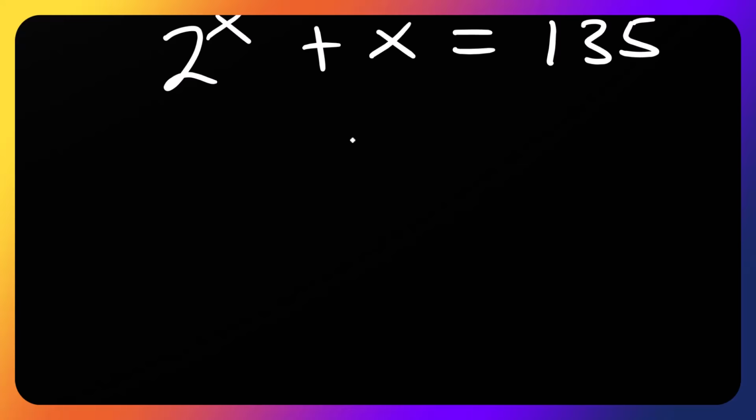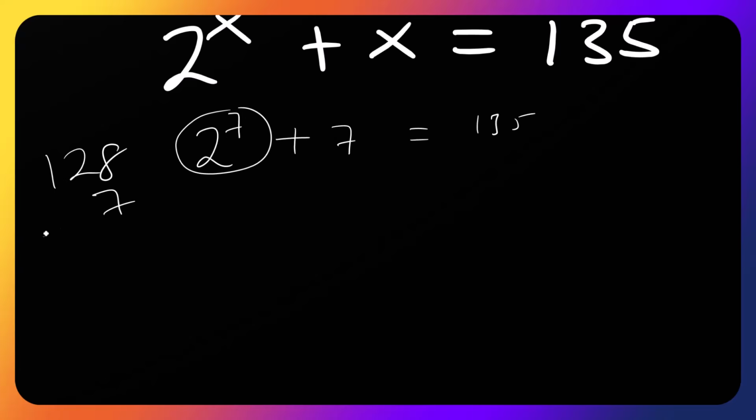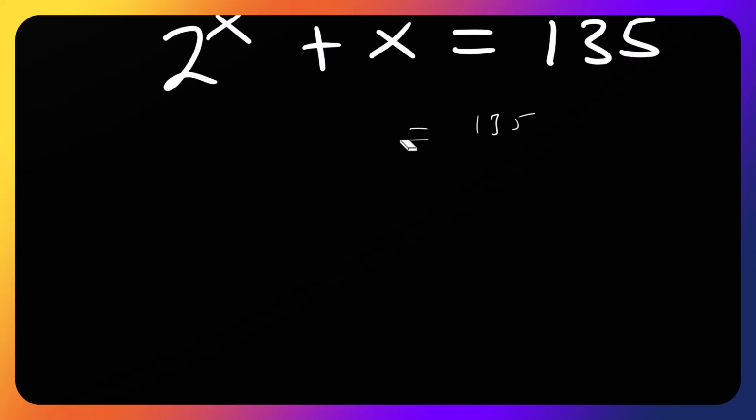Can you solve for x here, given 2 to the power x plus x equals 135? Now, you can observe this one and say by inspection, 2 to the power 7 plus 7 is 135, because 2 to the power 7 will give us 128, and 128 plus 7 will be 135. So by inspection, x equals 7.